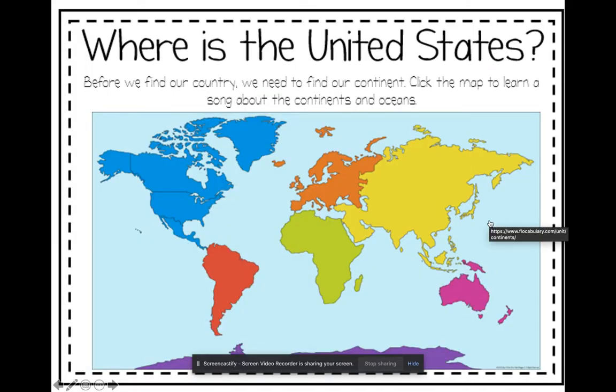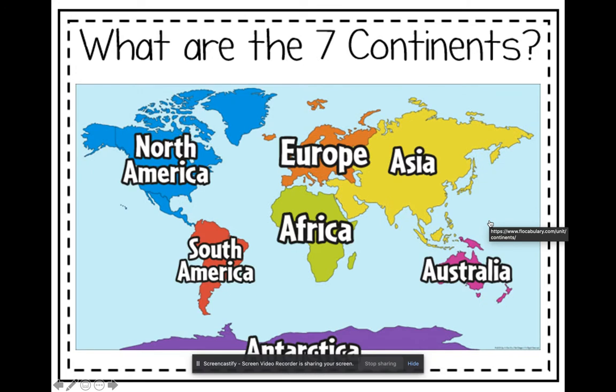Okay, so we are going to spend this lesson learning about our 7 continents and our 5 oceans. So, our 7 continents start with, we have North America in blue, we have South America in red. Remember, we talked about the directions.